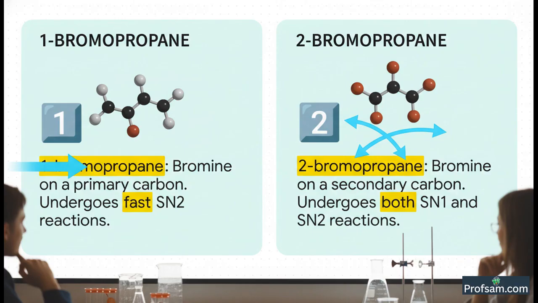In a bottle, they might both look like the same clear liquid, but their chemical addresses are different, and that changes everything about them. In 1-bromopropane, the bromine is at house number 1, which is a primary carbon. This makes it react in a very specific way through something called an SN2 reaction. But in 2-bromopropane, the bromine is at house number 2, a secondary carbon. This means it can react in 2 different ways, SN1 and SN2. Now, don't worry about the details of SN1 and SN2 right now. The main point is that small change in the number leads to completely different chemical behavior. They're 2 totally different compounds.